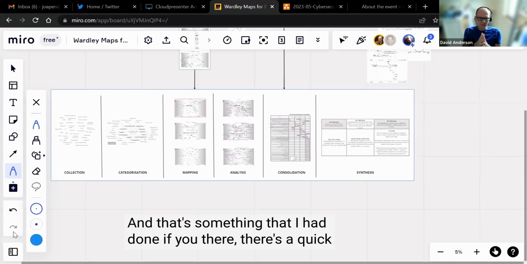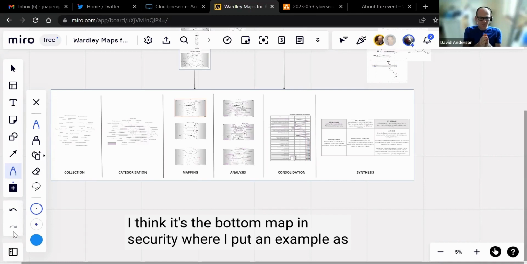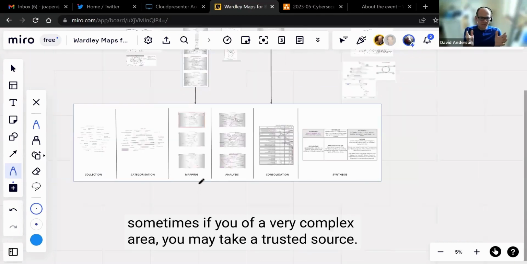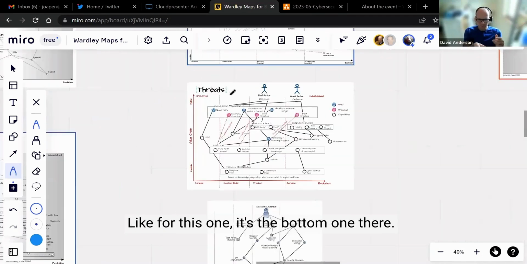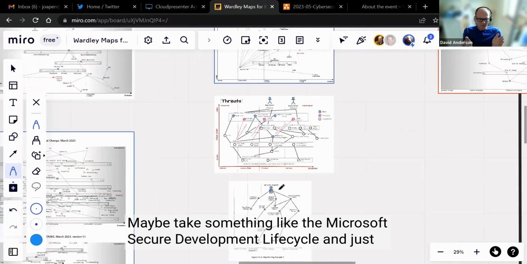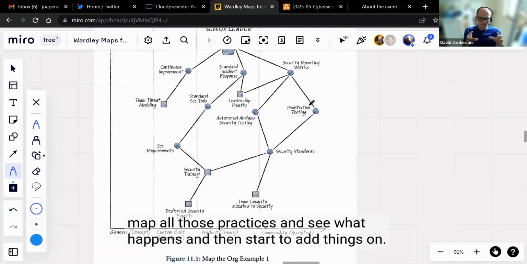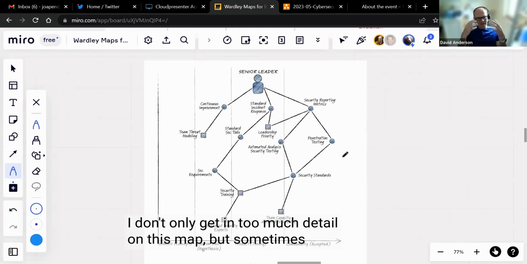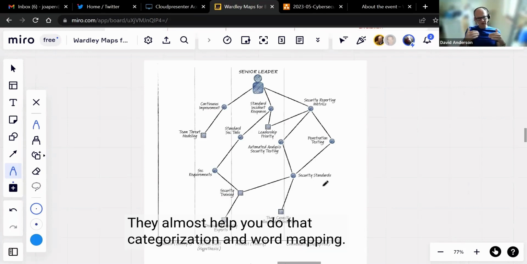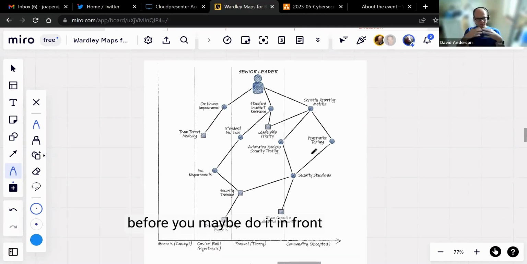And that's something that I had done a few times. There's a quick example up there of security. I think it's the bottom map in security, where, if you have a very complex area, you may take a trusted source, like for this one, it's the bottom one there. Maybe take something like the Microsoft Secure Development Lifecycle and just map all those practices and see what happens, and then start to add things on. I don't want to get into too much detail in this map, but sometimes that's nice as a first effort to help you do that categorization and word mapping. So it's sometimes nice to practice that kind of sequence by yourself before you maybe do it in front of a group.